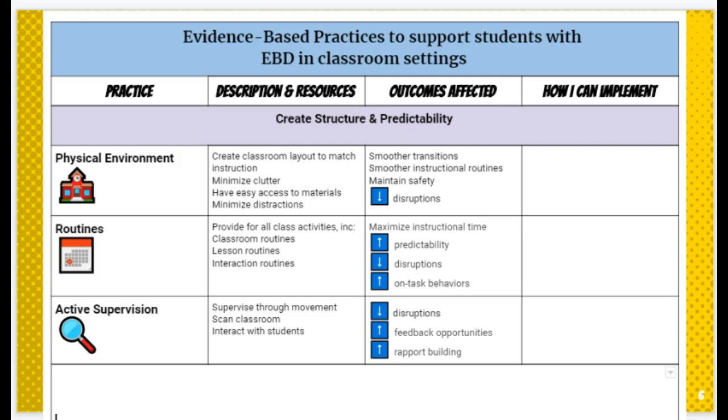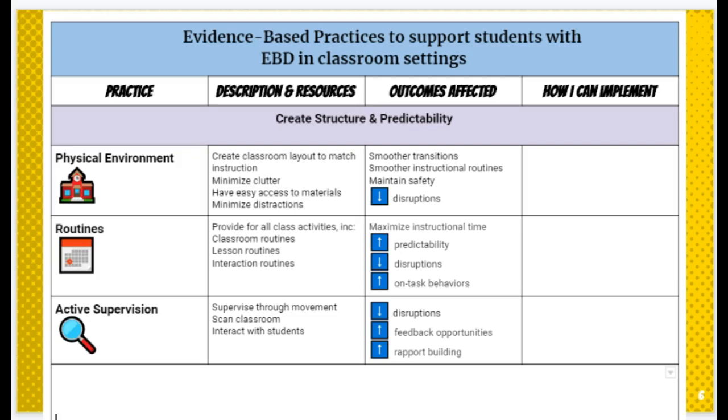So the first really important structure that we should set up to ensure that our students have the predictability that they need to be successful is looking at your physical environment. So is your classroom laid out in a way that matches the instructional intent? For example, if I'm doing a lot of partner work, are my desks situated so that the partners can face each other and do work? Have I minimized the clutter and distractions in my classroom so that students can easily focus on the work at hand? And do they know where to access the materials they need to be successful in that activity?